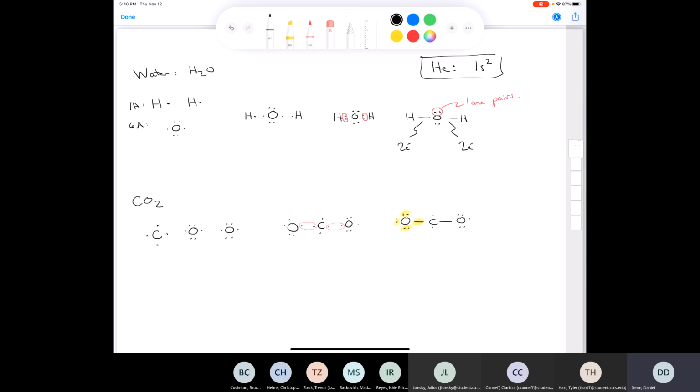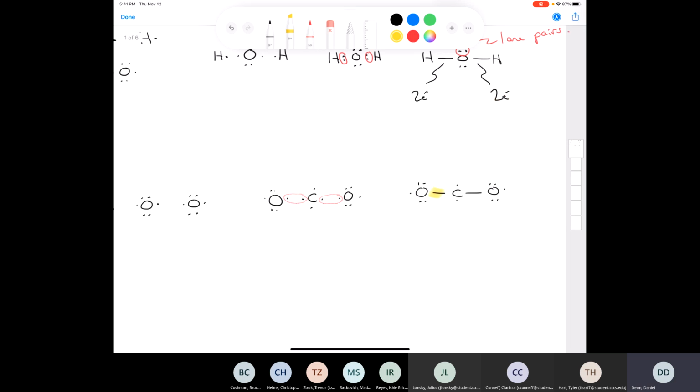But what about the carbon? Is it isoelectronic with a noble gas the way it is here? The answer is no. It's surrounded by 1, 2, 3, 4, 5, 6 valence electrons. How am I going to get that carbon enough electrons? The answer is this. I'm going to take these 2 electrons and I'm going to make another bond.